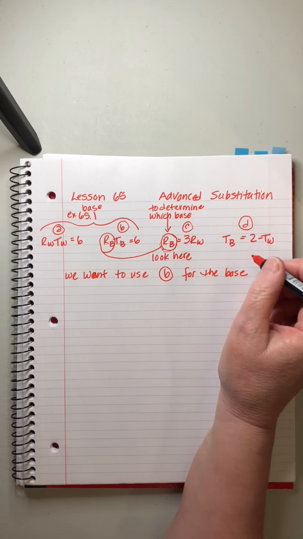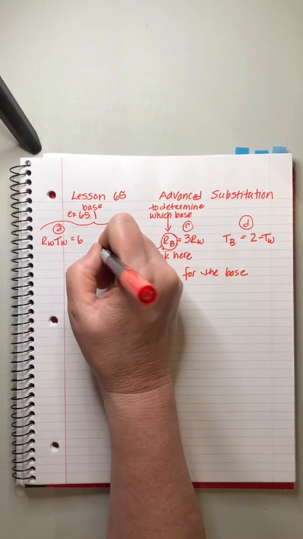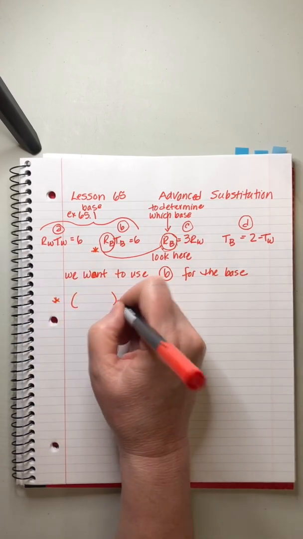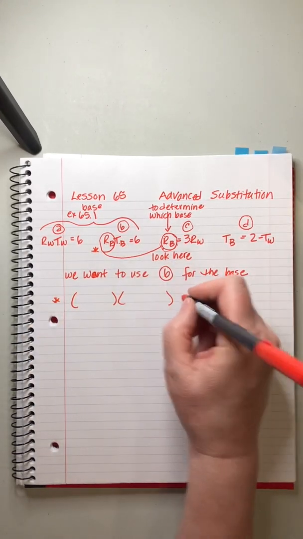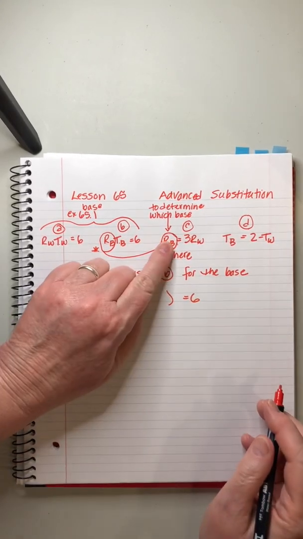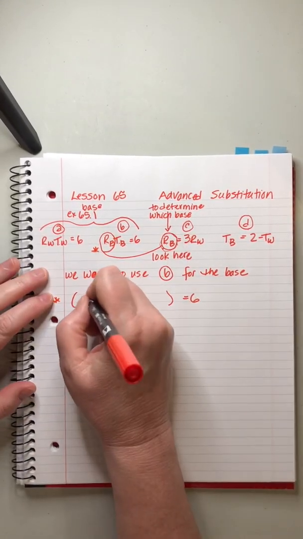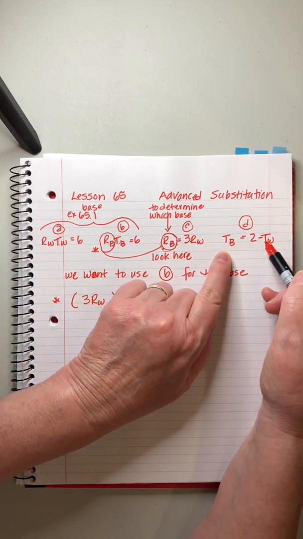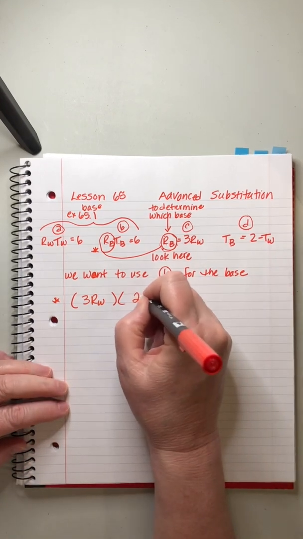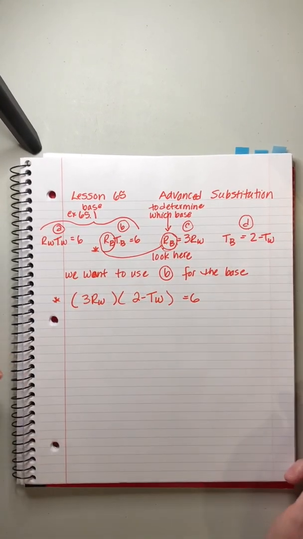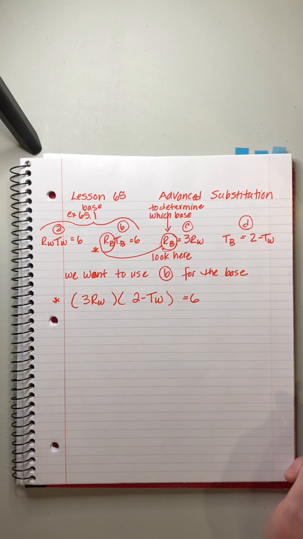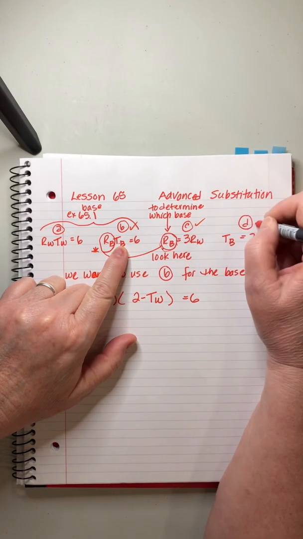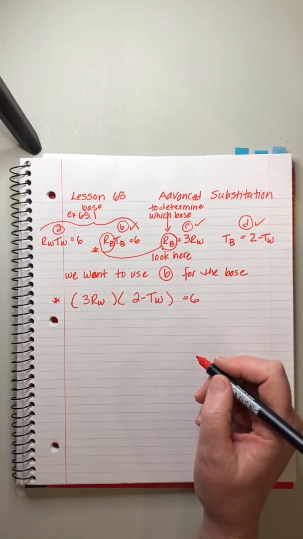I usually put an asterisk by the one that I'm choosing. So what we're going to do is put some nice parentheses. It's RB times TB equals 6. Now, RB is all set. It's right there, 3 times RW. And then TB, well, that one's all set too, isn't it? That looks really good: 2 minus TW. Now, I want you to notice 2 things at this point. Number 1, we've used B, C, and D, but we haven't used A yet. That's good to keep in mind.